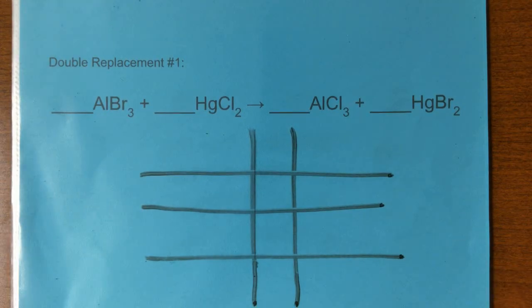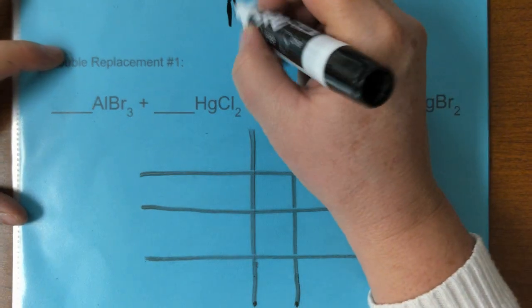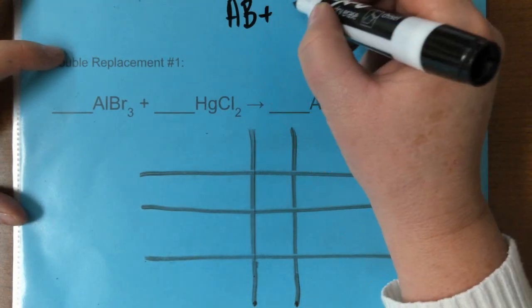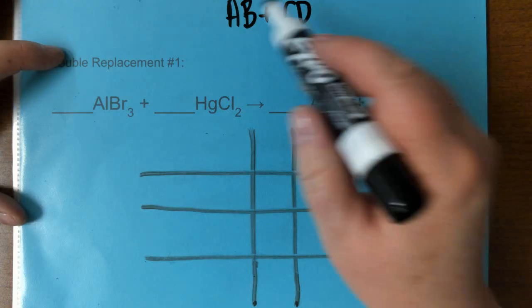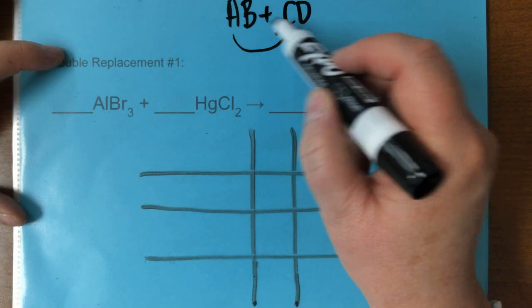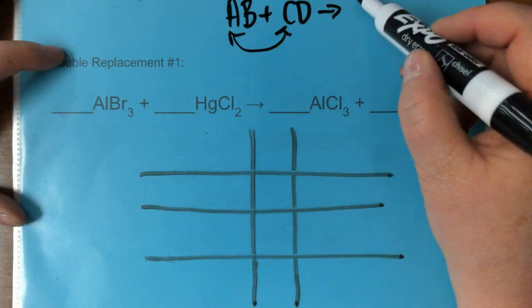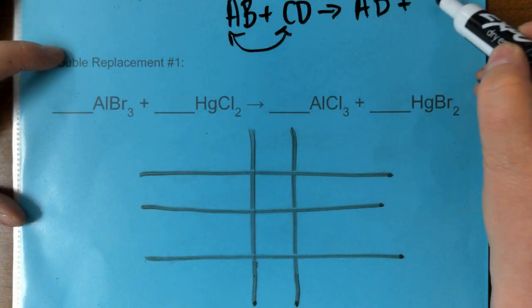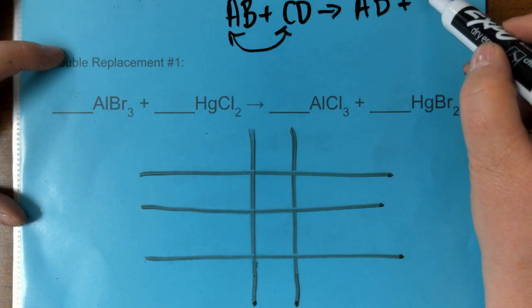Equations. We have reached double replacement. A double replacement reaction is when you have two ionic compounds and the ions switch places to form two new ionic compounds.